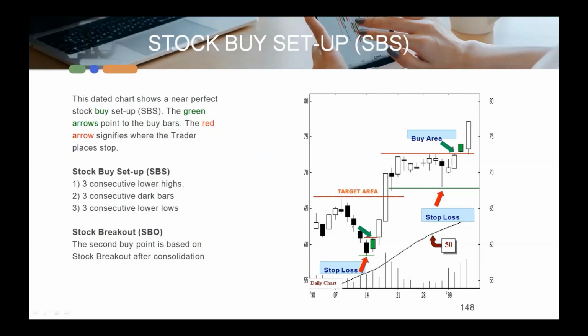So, a bit dated, but this is the perfect, so to speak. Nothing's ever perfect, but this is a perfect stock buy setup. The green arrows on this illustration point to where the buy bars are, which we're going to be talking about. So here's a green arrow here, and here's a green arrow here. The red arrows signify where the trader has what's called a stop loss, because we have stop losses in professional trading.